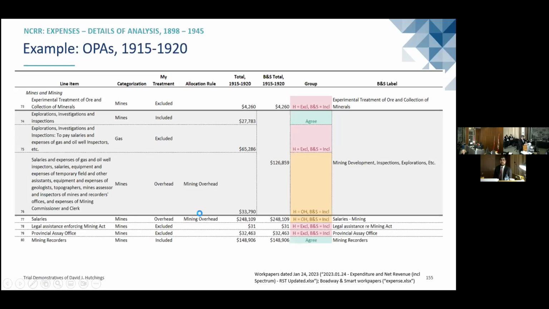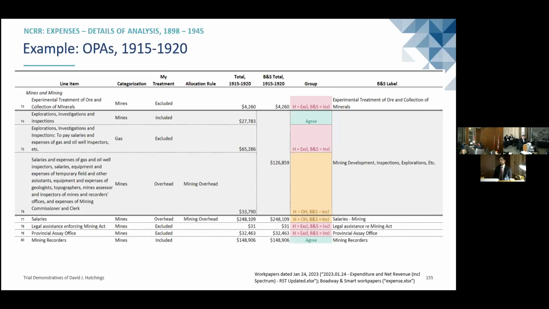I include that expense because it's related to exploring, investigating, and inspecting the mines. We need to inspect them to know how much revenue to collect from them. The next line item is explorations, investigations, and inspections, to pay salaries and expenses of gas and oil well inspectors, etc. $65,286. So again, because there's no gas revenue included, because there's no Crown monetization of gas in the RST, I exclude this amount.